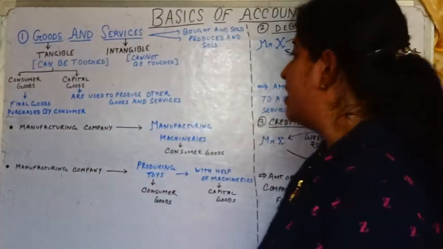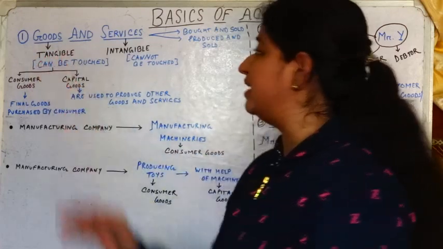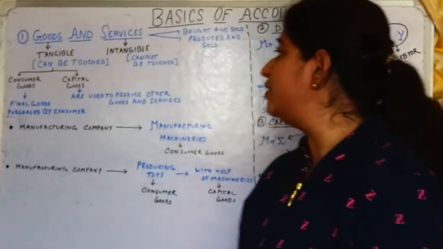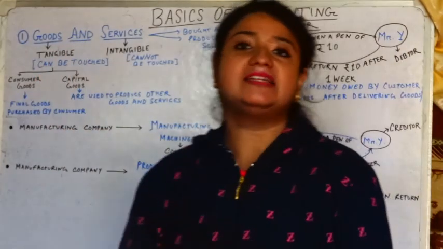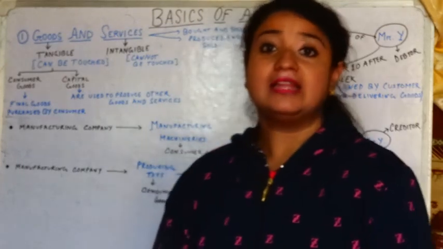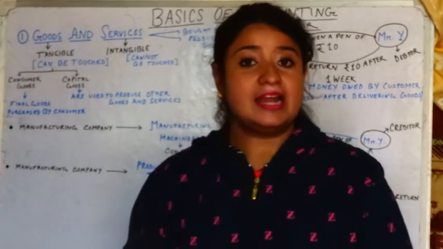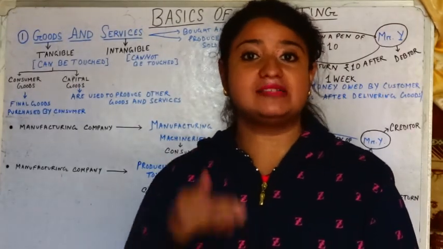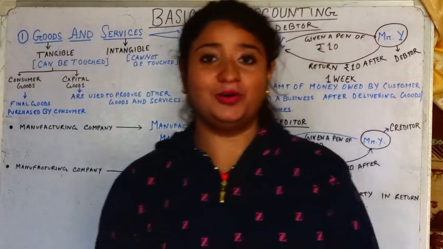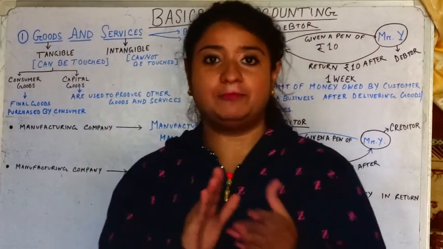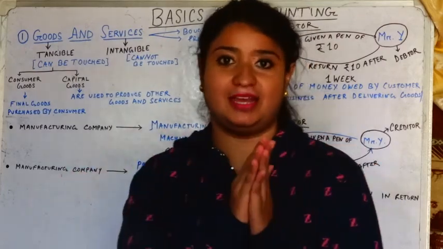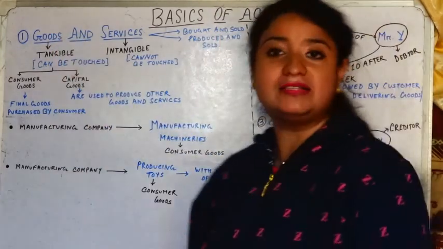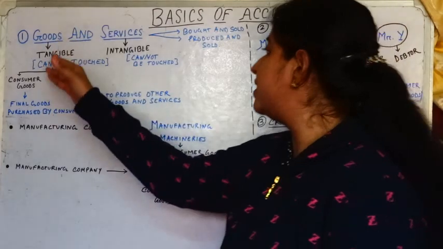Now let's see. Here it is written that goods is tangible in nature. So what is tangible? First, you need to understand this. Tangible itself describes its meaning. That can be touched. Tangible means the things which you can touch, which you can see through your eyes. So you don't need glasses; what you can see and what you can touch is tangible. Okay. Now, goods, you can see it, you can touch it, that's why it is tangible.